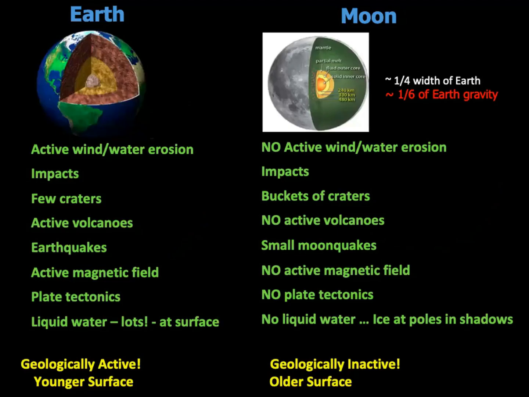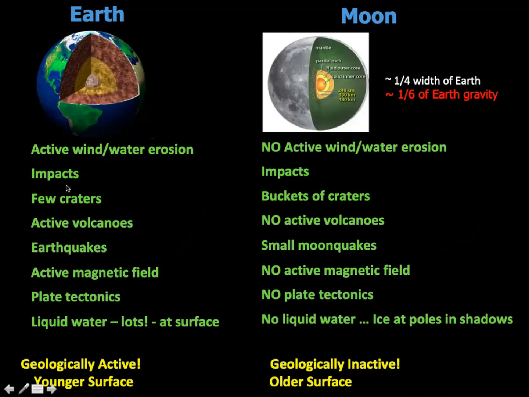Now let us come to a comparison between our Earth and Moon, especially the geological activities. If we take Earth, as I mentioned previously, there is active interaction between the atmosphere and the surface of the Earth due to various geological agents. So we have active wind or water erosion.